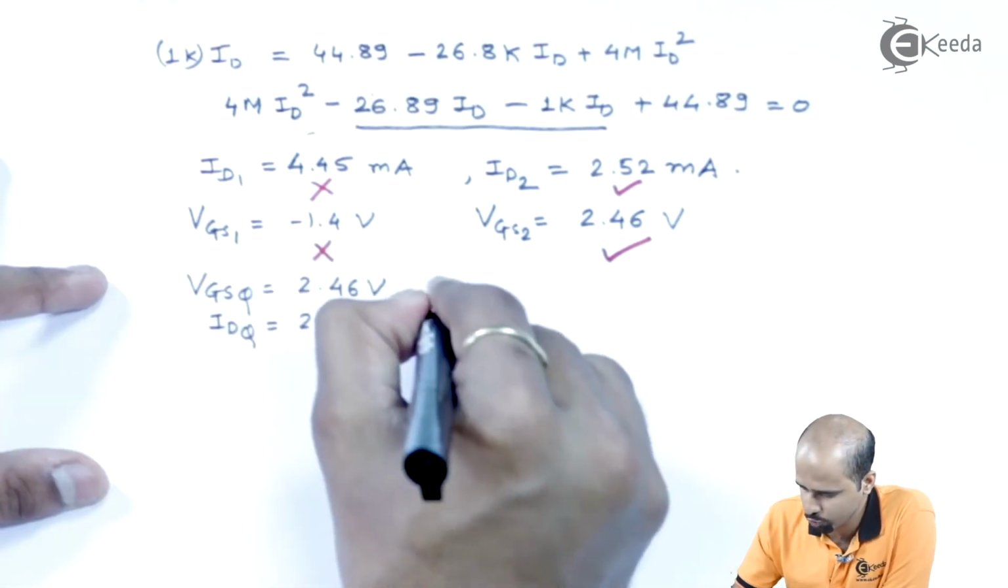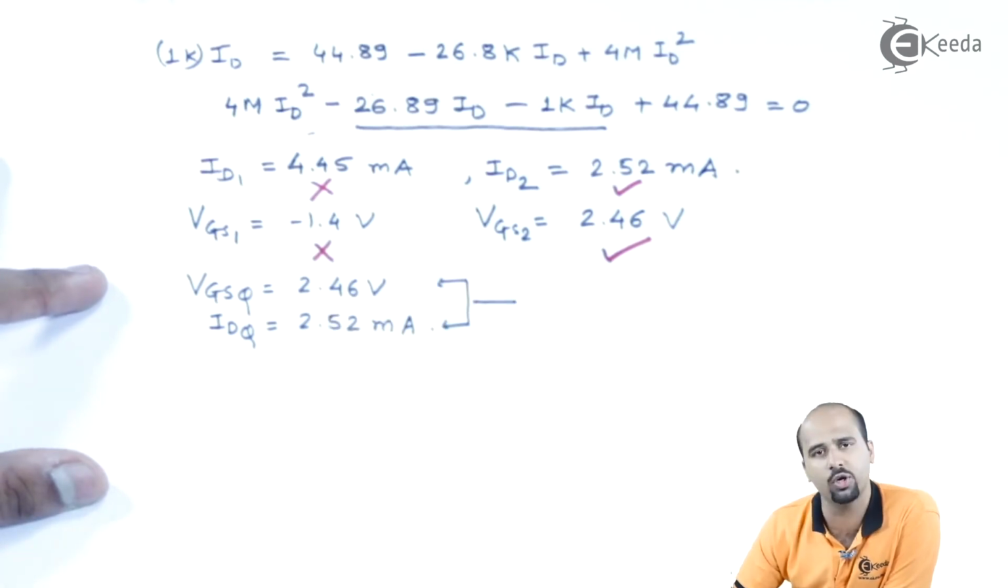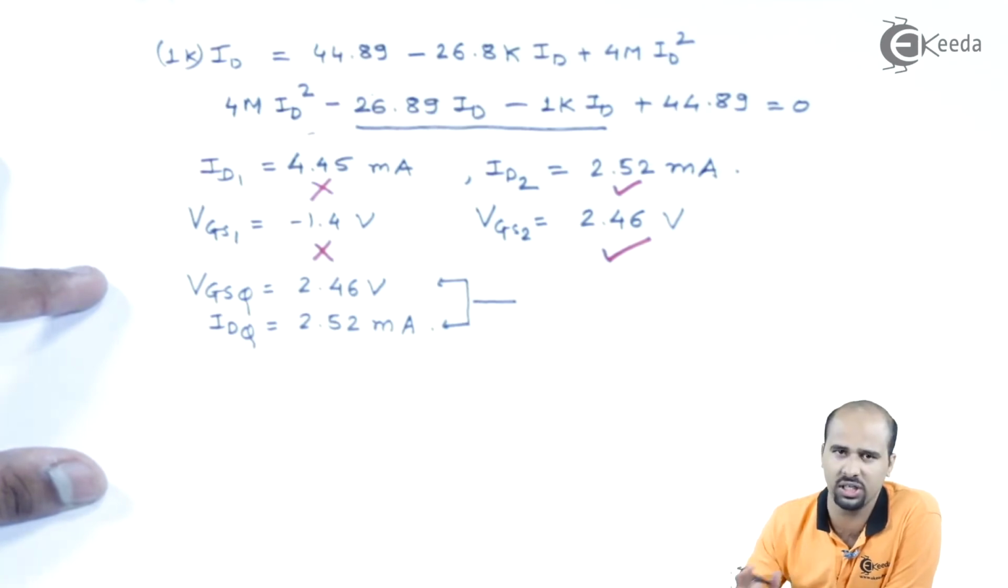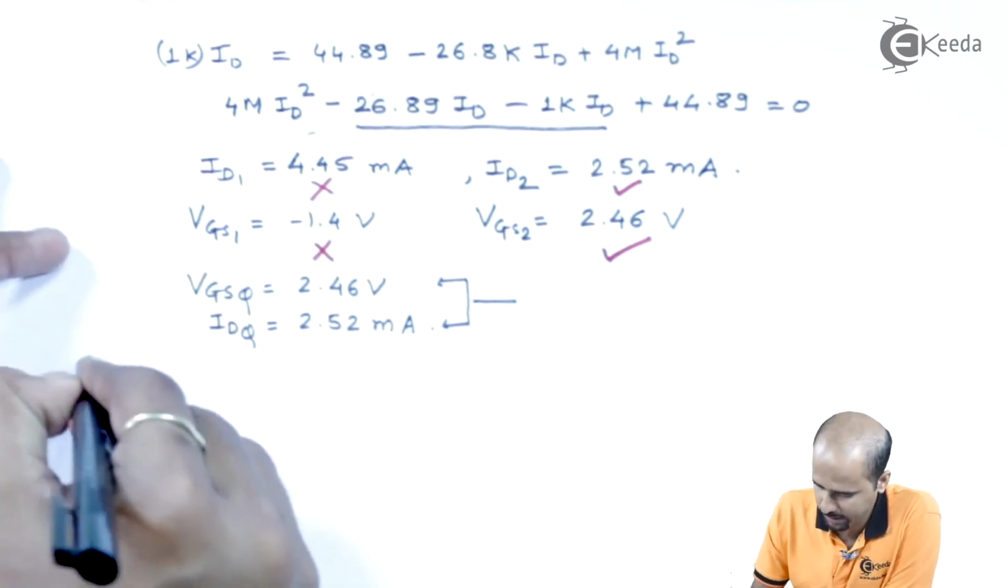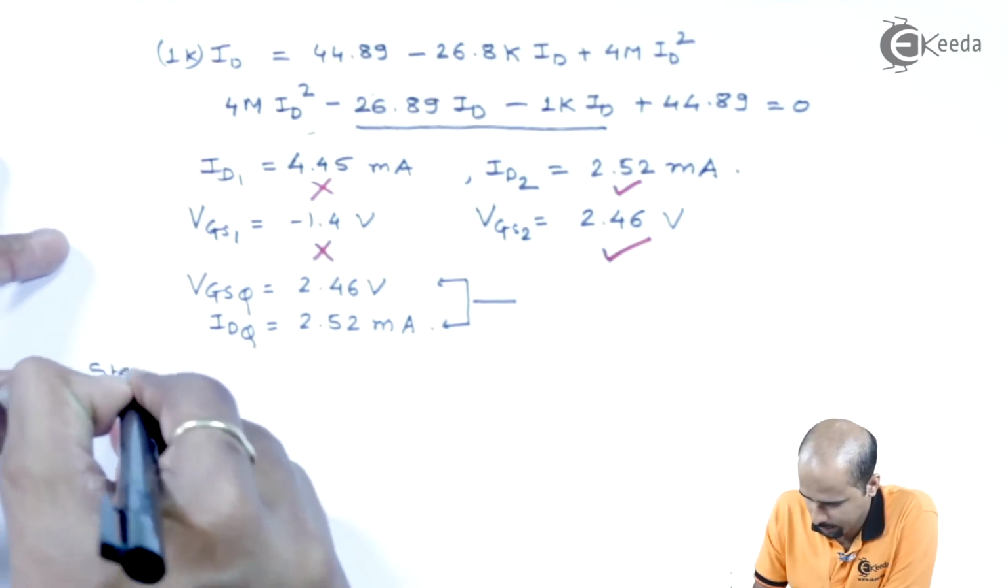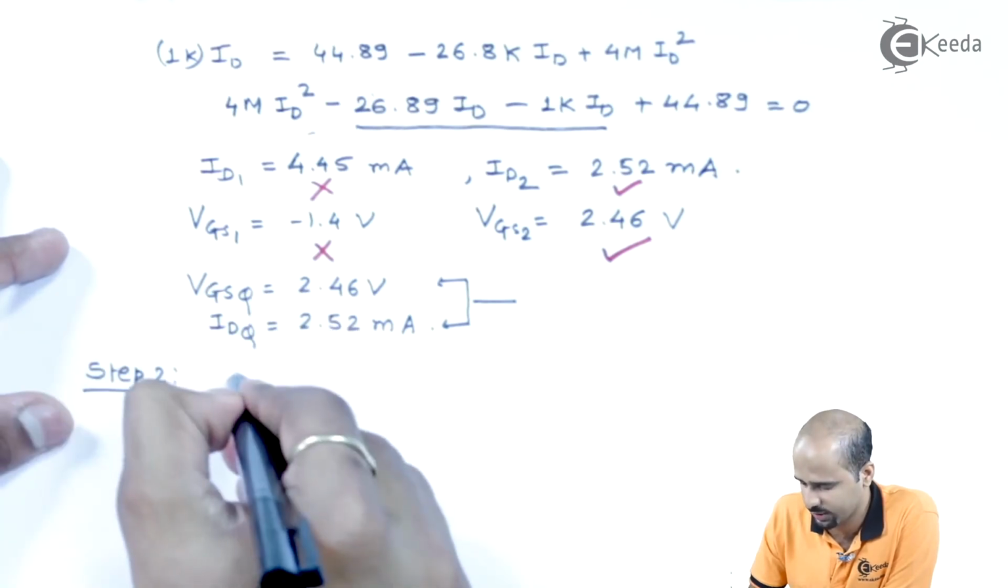Okay, so these 2 points we have got, and making use of these two, we will calculate the value of GM, which is required for the AV, the voltage gain. We will not proceed further to find out the value of VDSQ, right, because it has not been asked. So step number 2 will begin, that is for the calculation of GM, right?